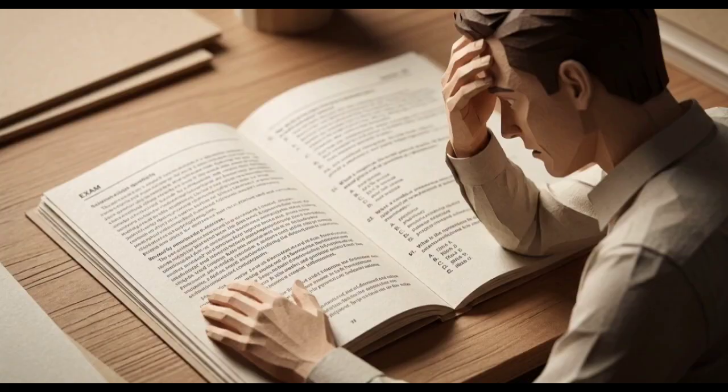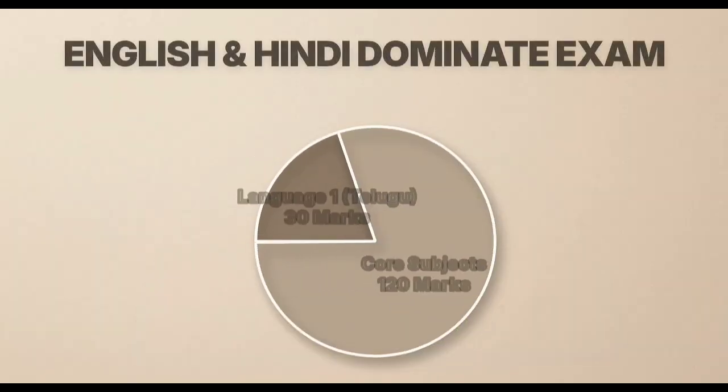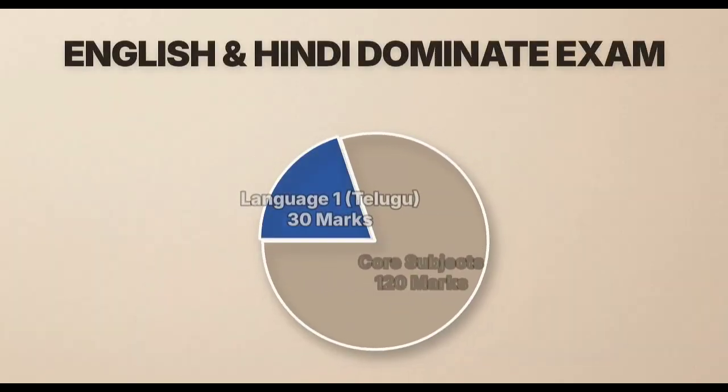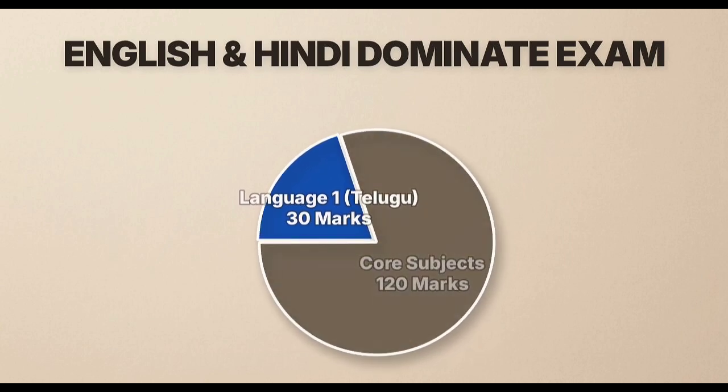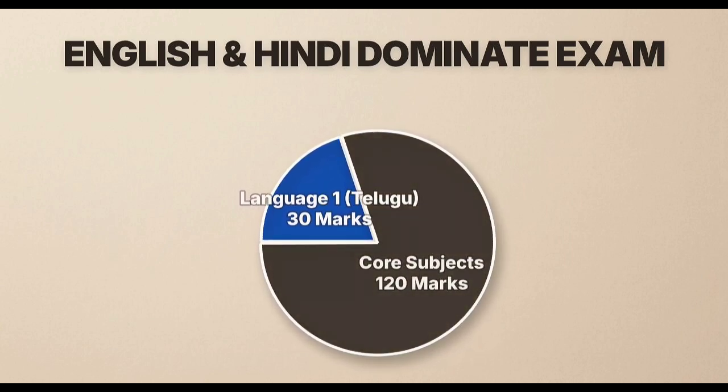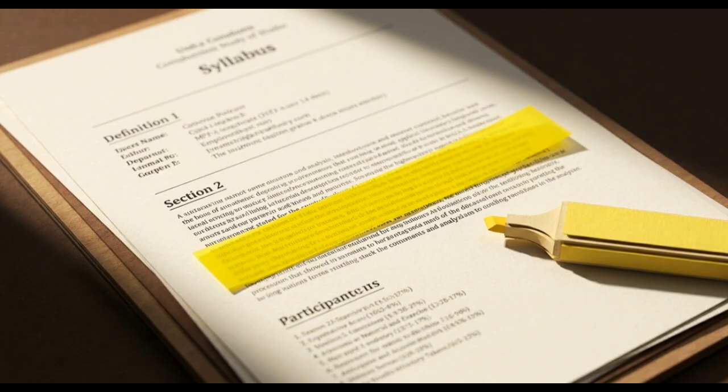But this brings us to the biggest trap for regional students, especially those from Telugu medium backgrounds: misunderstanding the language setup. This pie chart represents the exam. If you choose Telugu as Language 1, only this 30-mark section is printed in Telugu. The harsh reality is the other 120 marks, covering child development, math, environmental, and social sciences, will be printed exclusively in English or Hindi. You will also have a Language 2 section, which is typically English, and that is a mandatory common section for everyone.